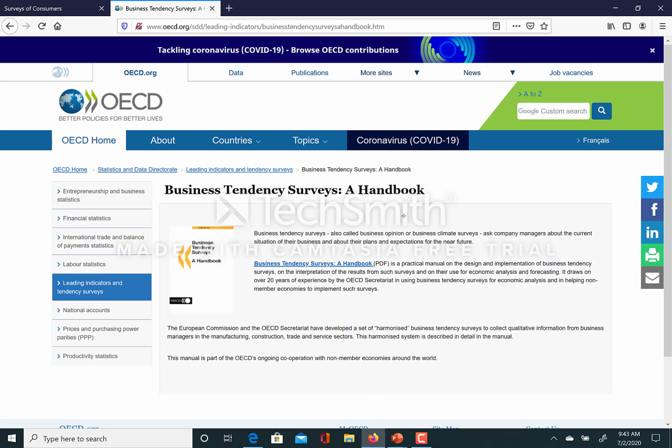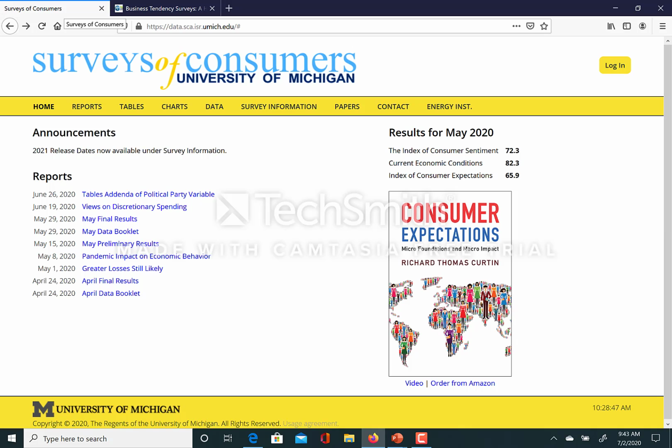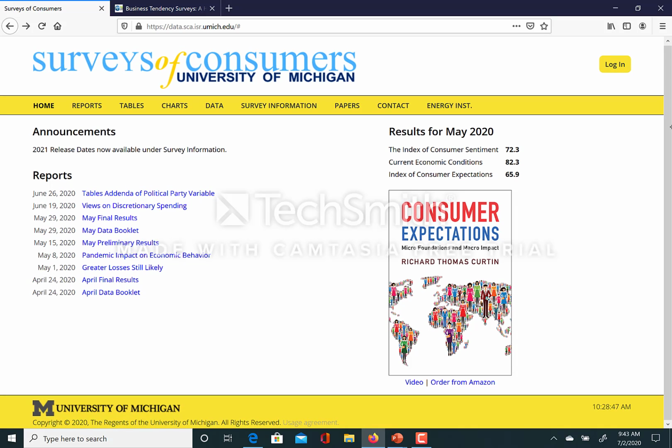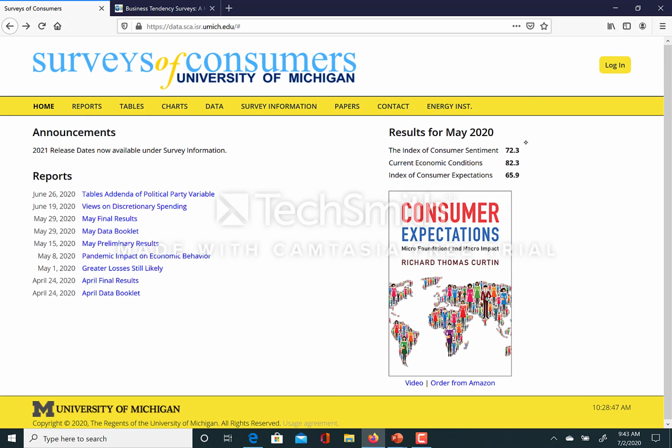So over here I have the Business Confidence Survey by OECD and Consumer Sentiment Survey by the University of Michigan. Looks like the index of consumer sentiment is 72.3 out of 100 for May 2020. This consumer sentiment goes down during recession and goes up during expansion. These are not really precise measures, but if this increases, the consumption component of aggregate demand increases and aggregate demand will shift to the right.